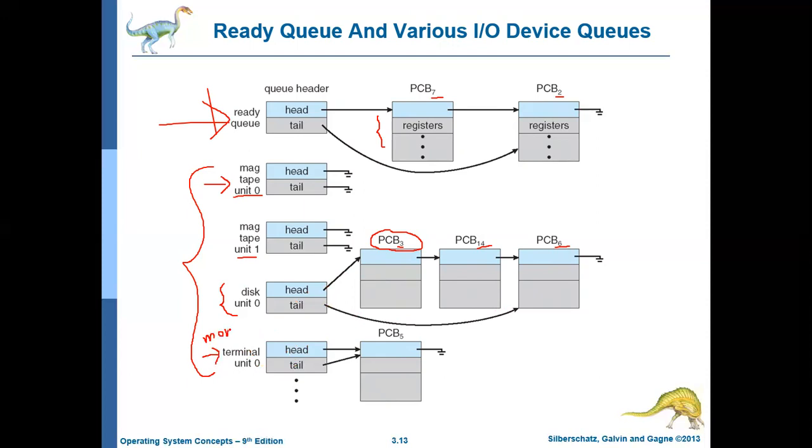So how many processes are waiting to use the display device? All the processes that were waiting to use the display device will be kept in this particular queue, the terminal queue. Currently there is only one process using the terminal, which is PCB5. The next pointer of this process control block 5 is not pointing anywhere else, it is pointing to null.